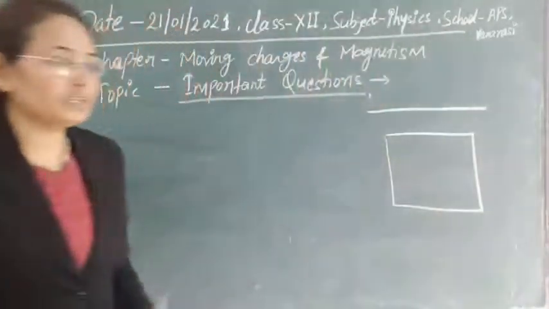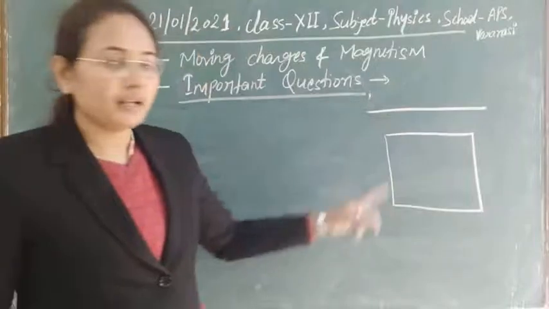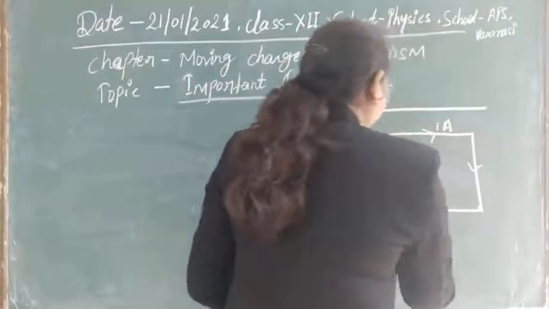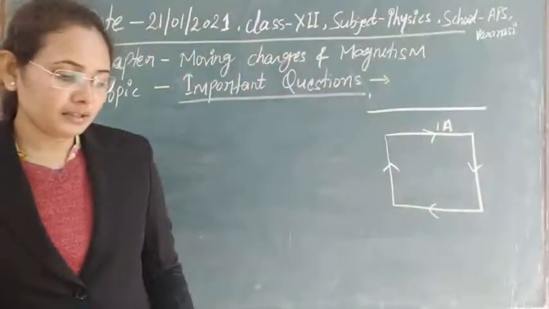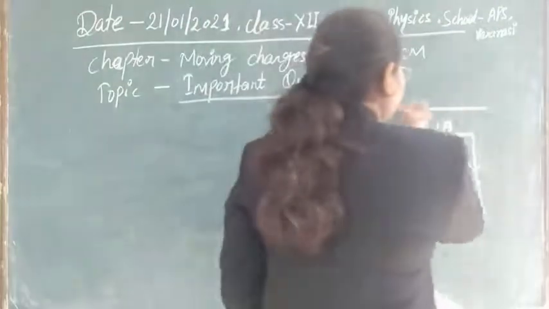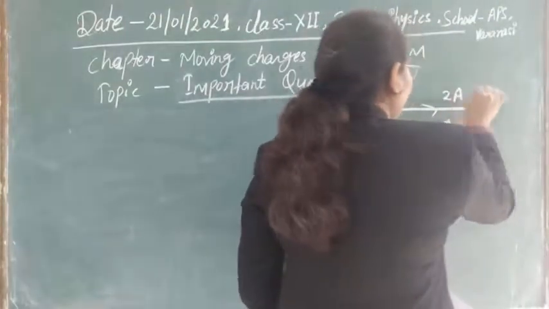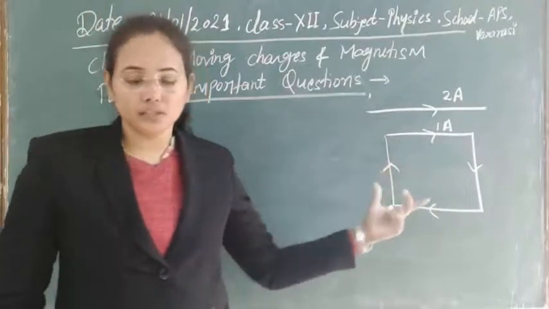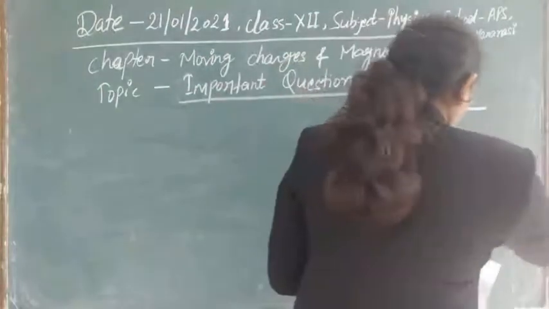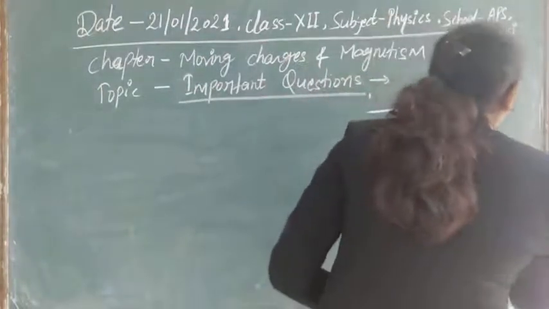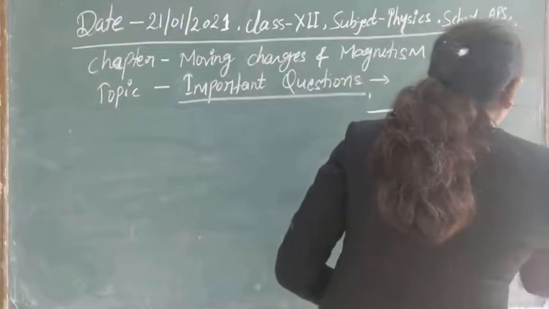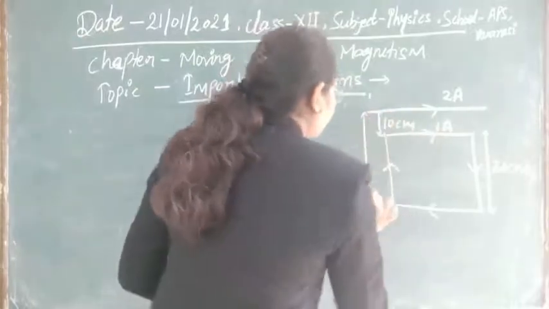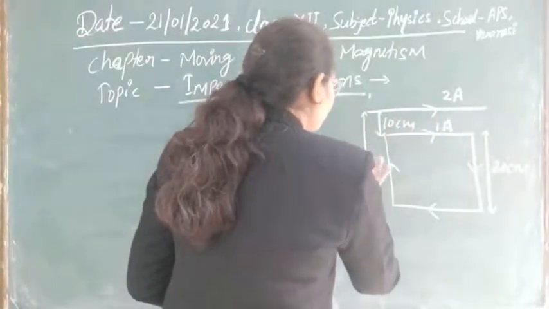So here two things are given. We have one square loop, in which 1 ampere current is flowing, and also we have an infinitely long straight wire carrying a current of 2 ampere, as shown in the figure. Also the side of this square is given as 20 centimeter, and the distance between them is given as 10 centimeter. Then obviously this distance will be overall 30 centimeter that we have.